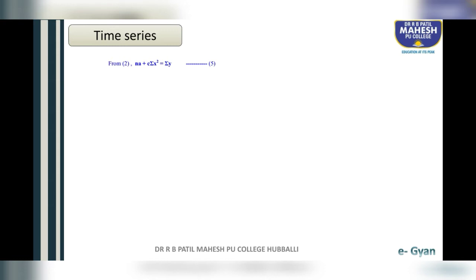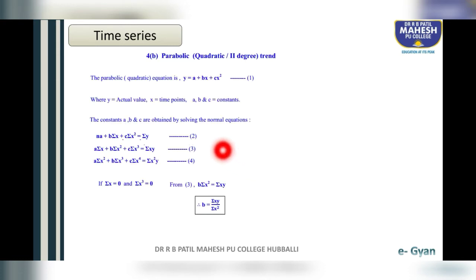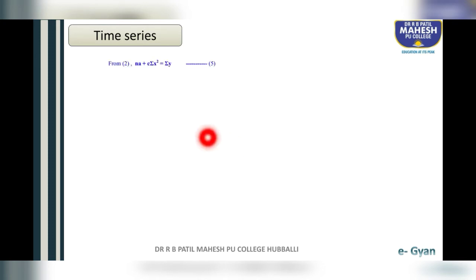And from equation 2, if summation x is 0, what remains? na plus c summation x square is equal to summation y. So this is equation number 5. Next, from equation 4, again summation x cube is 0, so it becomes a summation x square plus c summation x raised to 4 is equal to summation x square y. So this is equation number 6.